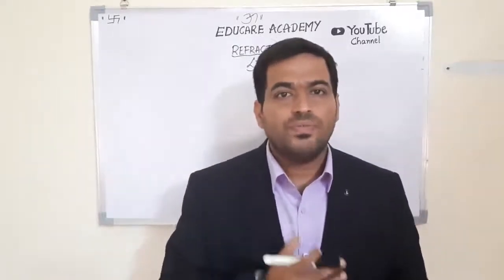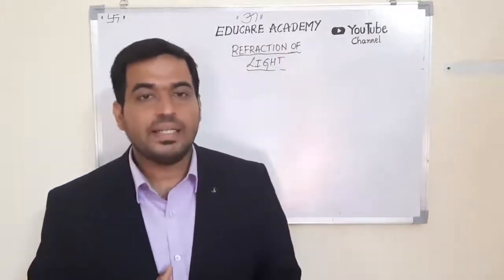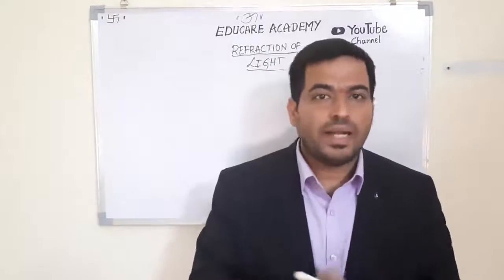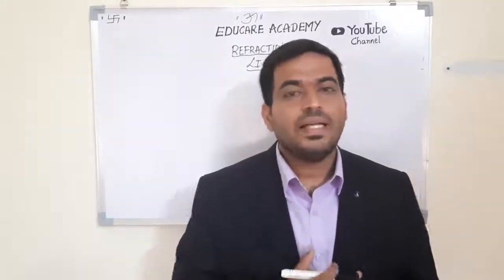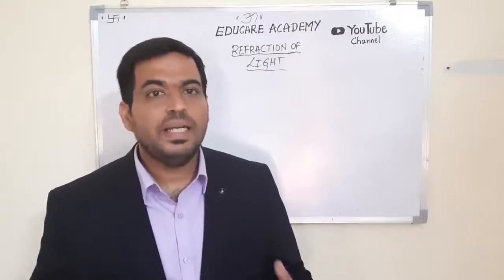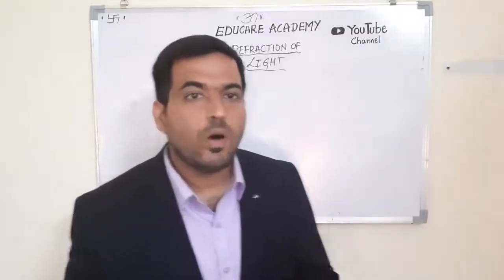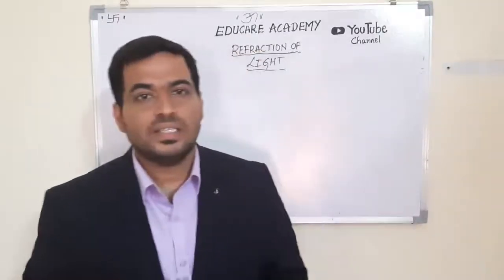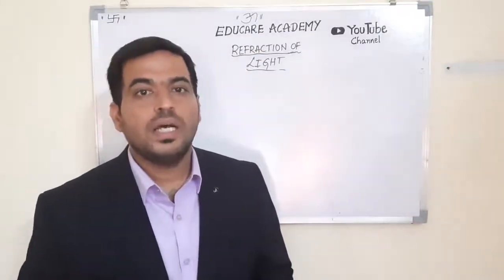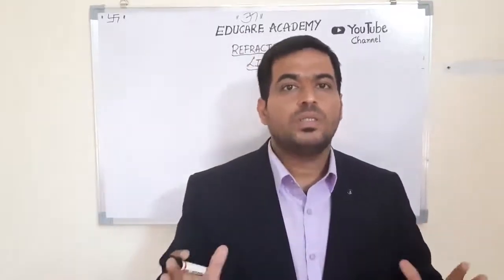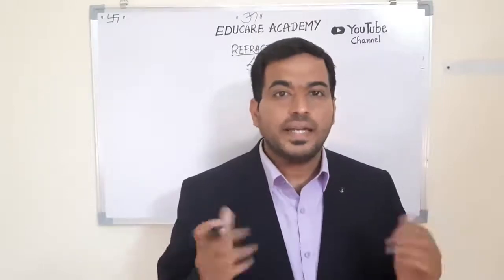So we can define the refraction of light as, when a ray of light enters from one refracting medium to another, or one optical medium to another, the speed of light changes, which is called refraction of light. Let us take an example of how this refraction of light exactly takes place.